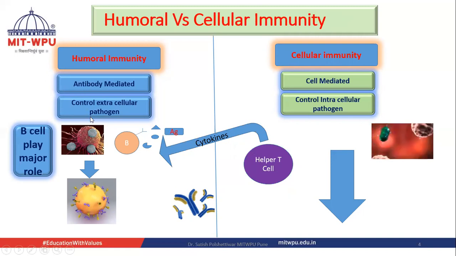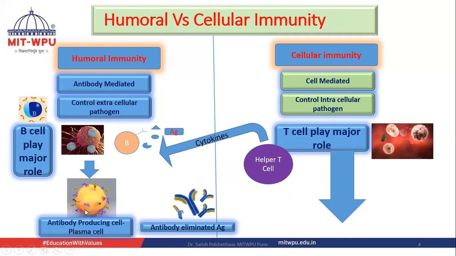Whenever there is an attack of these antigens, the antigen presenting cell, we can see over here, stimulates the B cell. Because of that, the B cell produces these plasma cells. This plasma cell, we call the antibody producing cell, produces the antibody, and that antibody eliminates the antigens from the system, and this is the way we get protection. So this is the mechanism of how humoral immunity acts.